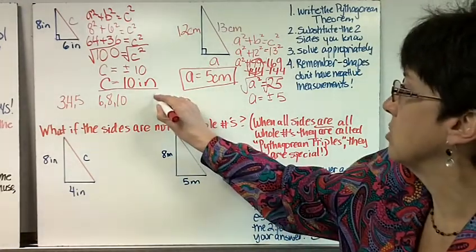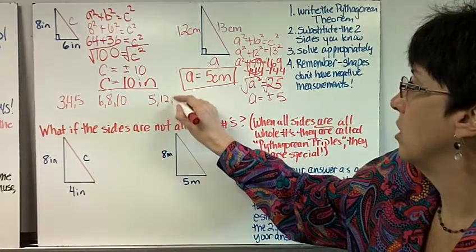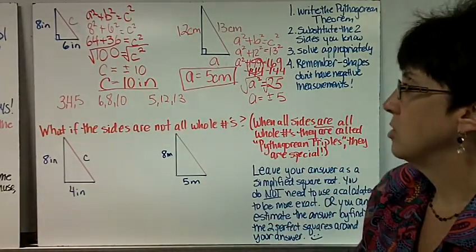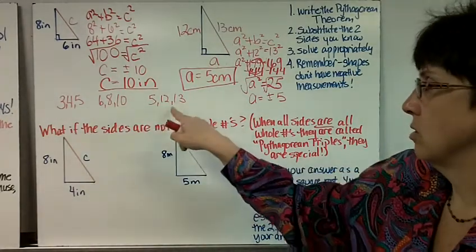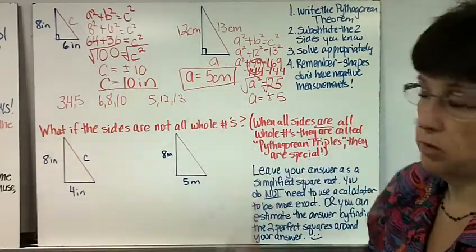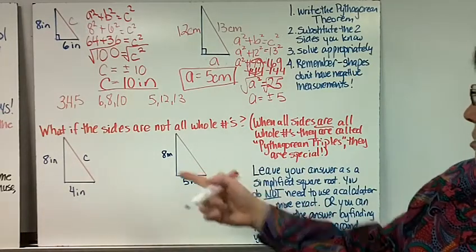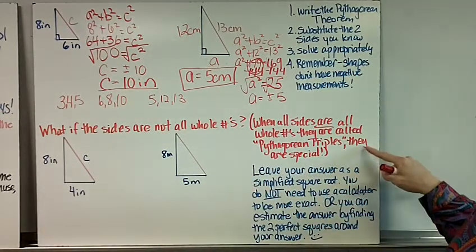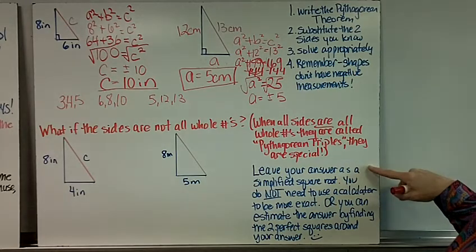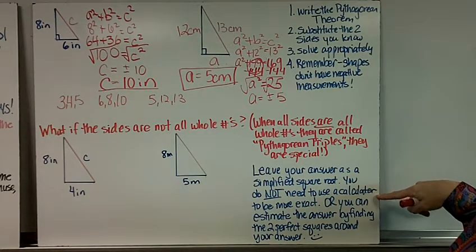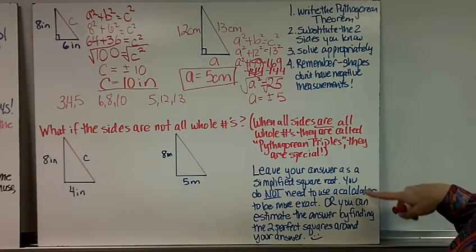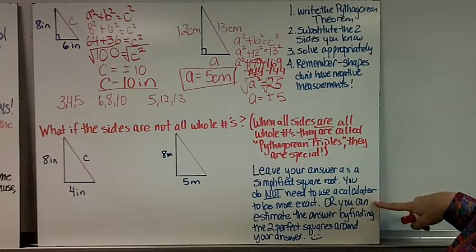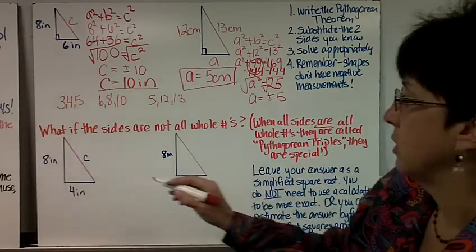But here's another one that's used a lot, 5, 12, 13. So in the book, they talk about how to figure out what they are, but I just want you to recognize that those are special Pythagorean triples. All right, so let's do this one. When we get our answer, we're going to leave our answer as a simplified square root. We don't need to use a calculator to be more exact, or we can. If we can't simplify it, we could estimate the answer by finding the two perfect squares that it's between.